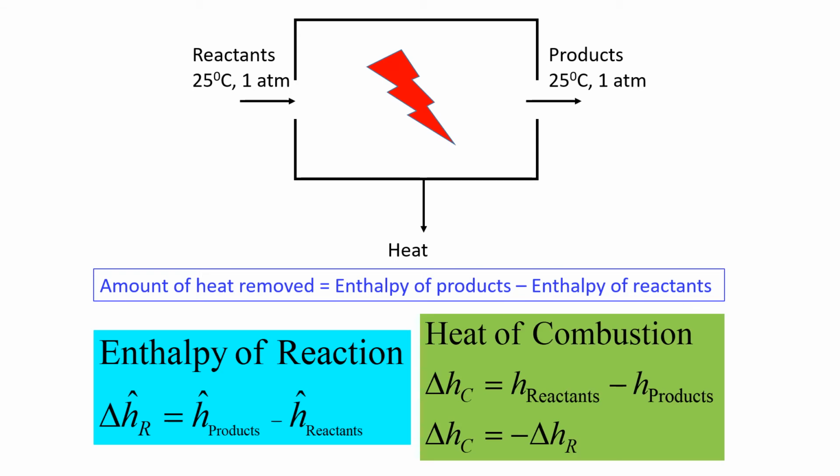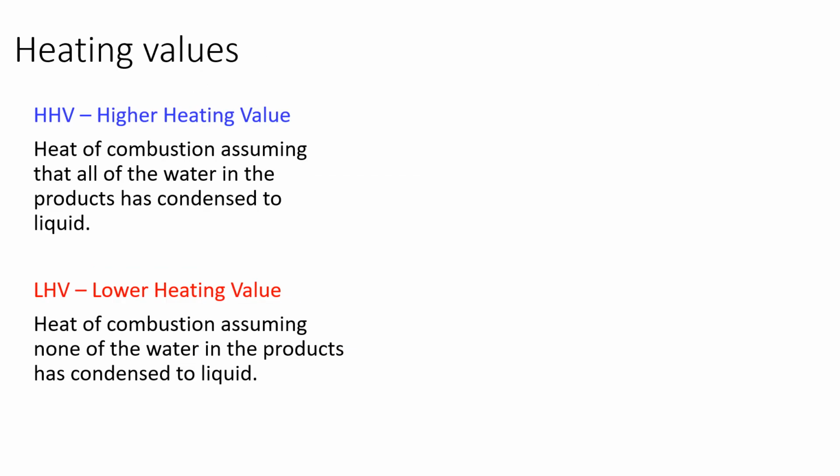The heat of combustion or the heating value per mass of mixture is equal to the enthalpy of reaction with the opposite sign. These terms can be expressed using extensive enthalpies as well. Heating value is the heat of combustion. It is defined in two ways. Higher heating value is the heat of combustion assuming that all of the water in the products has condensed to liquid. Lower heating value is the heat of combustion assuming none of the water in the products has condensed to liquid.